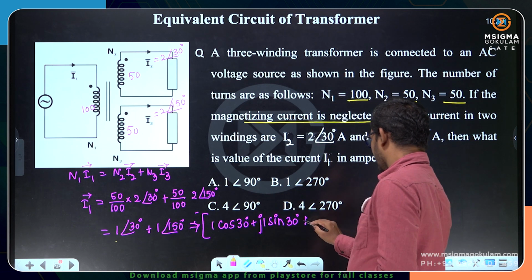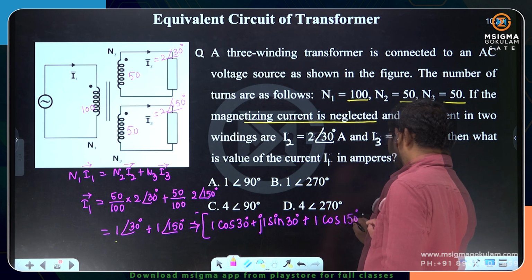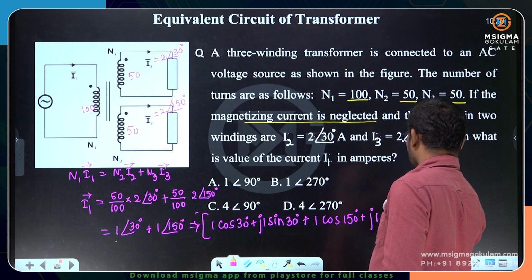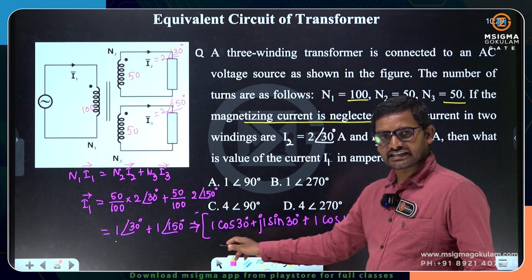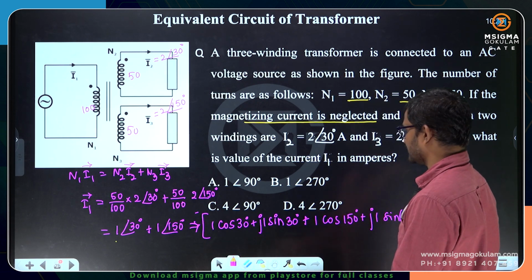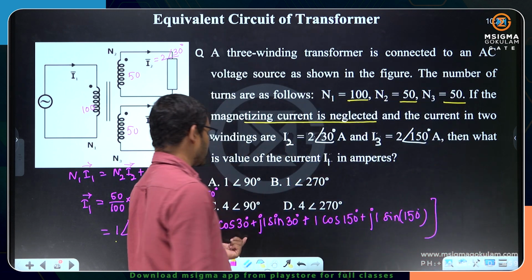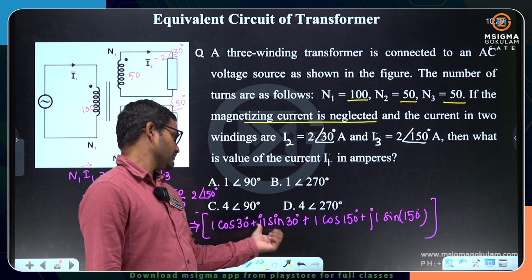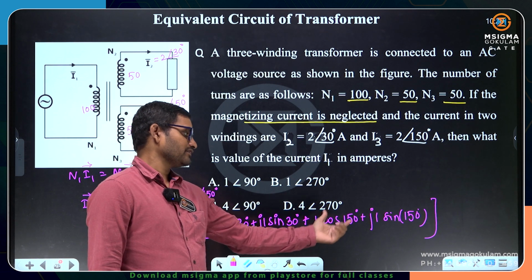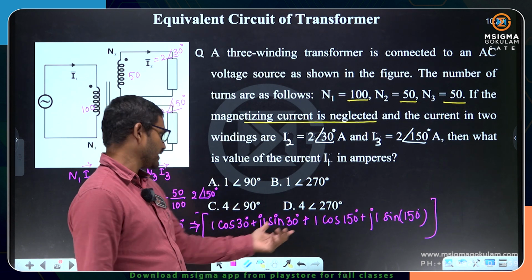And the next one, 1 cos 150 plus j 1 sin 150. So you know the cos 30 value and sin 30 value, right? You can easily calculate. Cos 30 is root 3 by 2, sin 30 is 0.5, so plus j 1 by 2. For cos 150 and sin 150, use a calculator, you will get the answer.